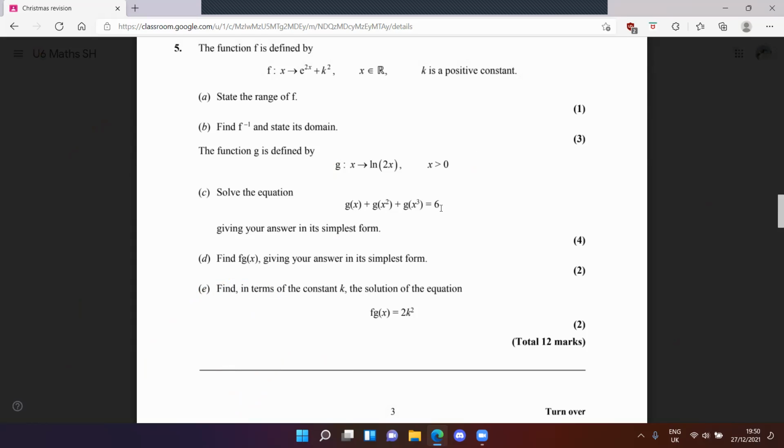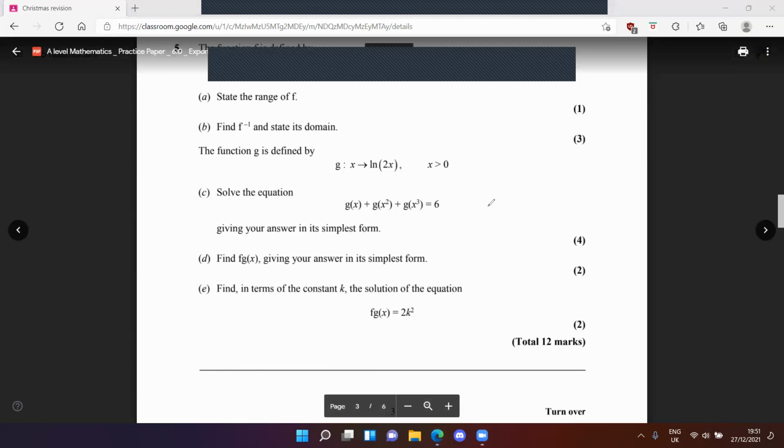So we put g into f of x. So e to the 2 times ln 2x, plus k squared. And that is f of g of x. There's an e to ln 2x. At the moment I've just subbed it in, so I'll have e to the 2 ln 2x. But this is in brackets too, right?